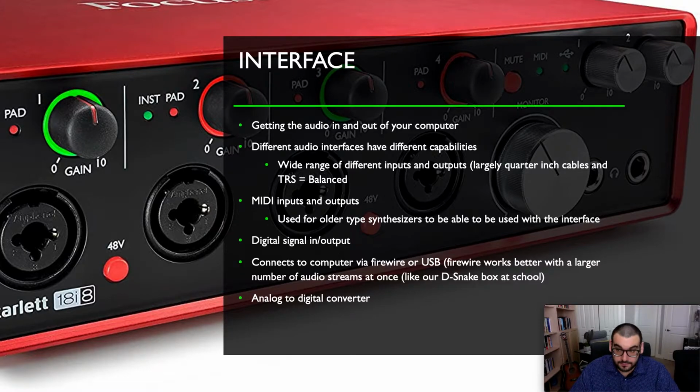Now remember, inputs that are coming into these interfaces and going out use different types of cables. Typically, coming in, you would use a 1/4 inch cable or a TRS cable to balance out the sound. You may also input MIDI inputs and outputs on the back, especially if you have old school synthesizers that don't have the USB connector. You can connect them through your interface using a TS cable, a 1/4 inch cable, or even an XLR cable if you have a microphone.